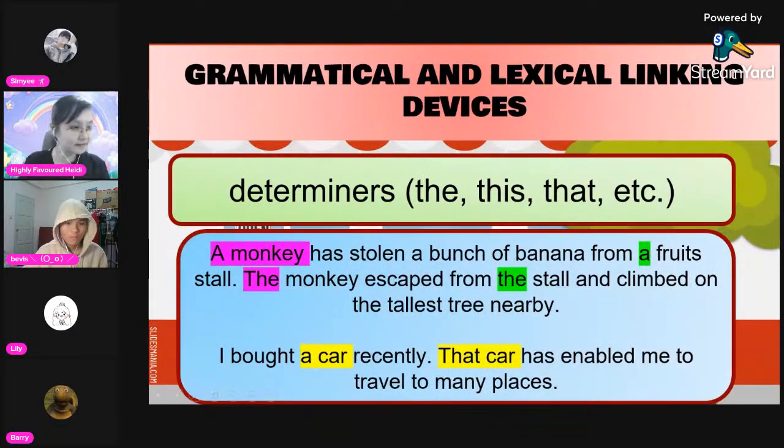Okay, now determiner. Is Lily back? Lily, are you there? Yes, teacher. Okay, can you read?